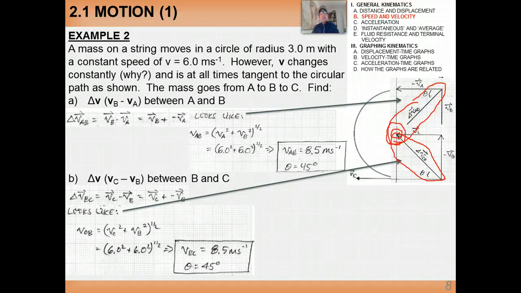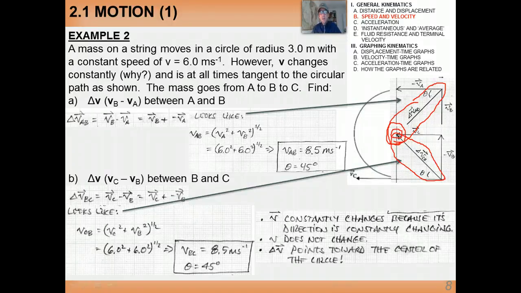Because acceleration is delta v, the change in velocity over the change in time, this is proof that there is a constant acceleration towards the middle of a circle for something moving in circular motion, and therefore there's a force acting towards the middle of the circle. That's called centripetal force, and it's due to centripetal acceleration, which is the change in velocity vector. For any object moving in a circle, the change in velocity vector is always pointed towards the middle of that circle.